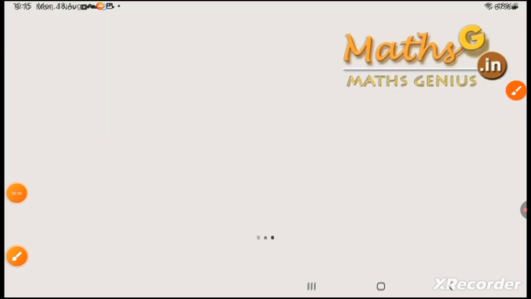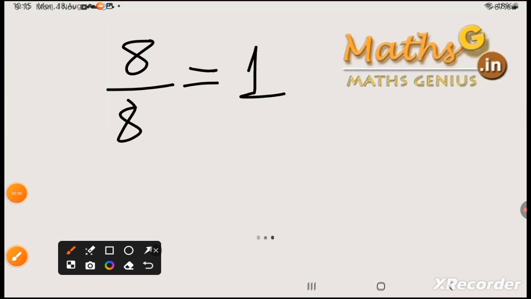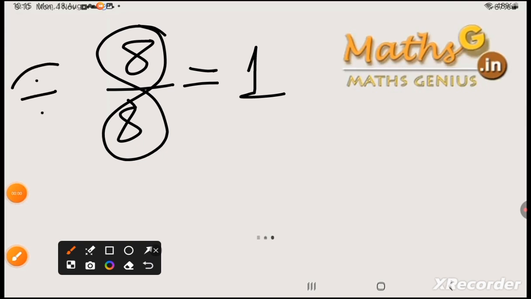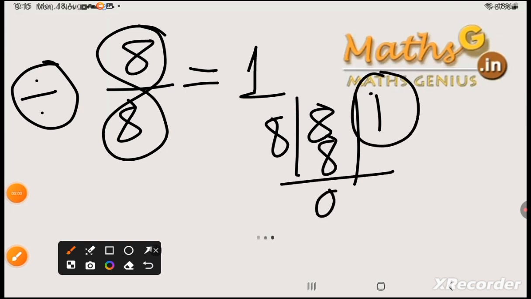Now, as we discussed, if I write 8 by 8, how much is it? 1. Because it is simply division. You divide 8 by 8. 8 ones are 8. Remainder is 0. So what is the result? 1. Clear.